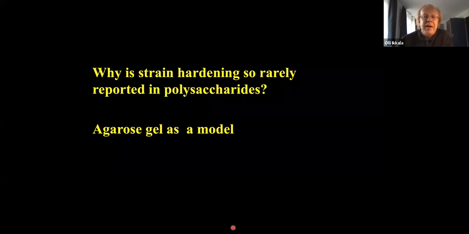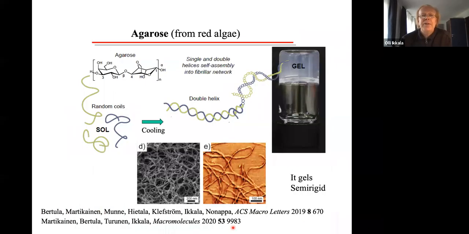So let's take agarose. Agarose is a biopolymer which can be taken from nature, from red algae. It's a polysaccharide, and it can form random coils, and then it can also form double helices. At high temperature, it forms random coils, but at lower temperature, it forms double helices. You can see the double helices even if you carefully look at the AFM pictures. And then it also gels at low temperature.